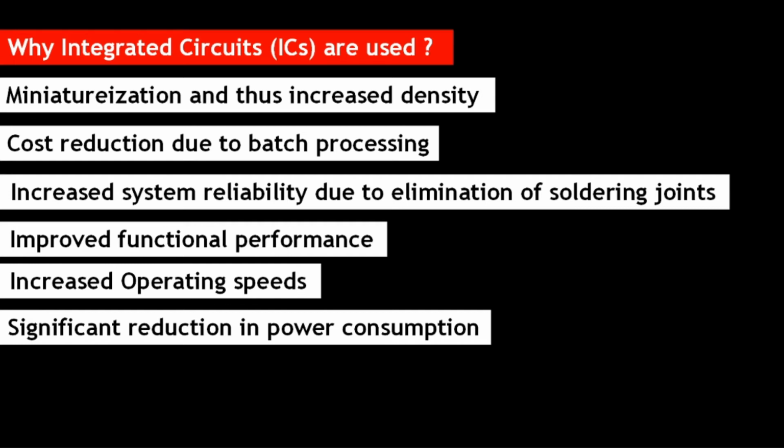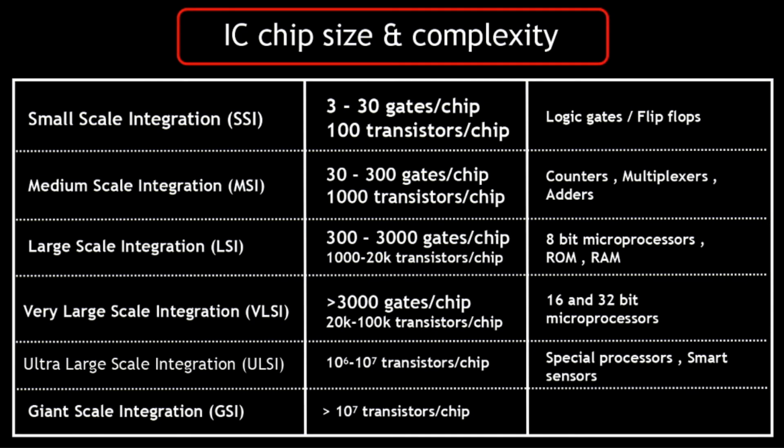Thus I think these 6 points prove why we should use integrated circuit technology. Now, based on the size of the chip, ICs can be classified into these categories. When there are 3 to 30 gates per chip, it is called small scale integration or SSI. This type of technology was basically used to manufacture logic gates or flip-flops.